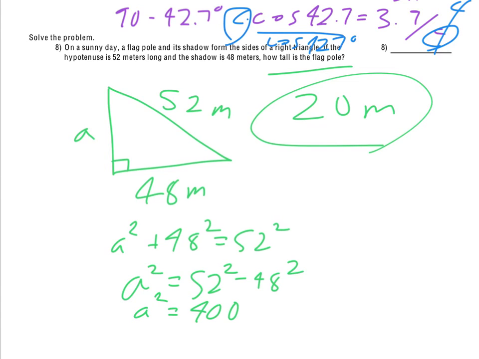So again, really just a Pythagorean theorem question here. The hypotenuse is 52 meters. Don't ask me how they know that, but they do. Length of the shadow is 48 meters. They could figure that easily enough. So we set up the Pythagorean theorem.